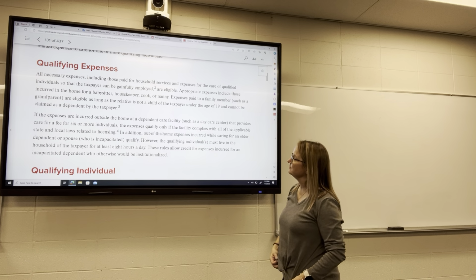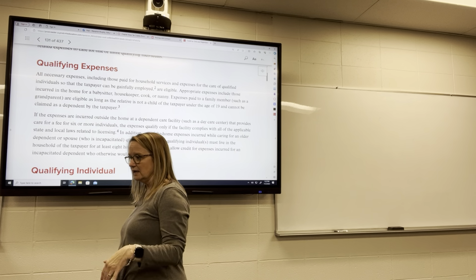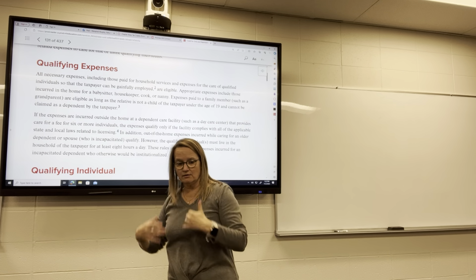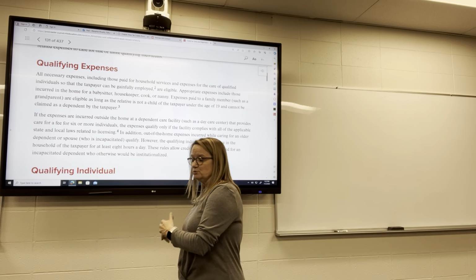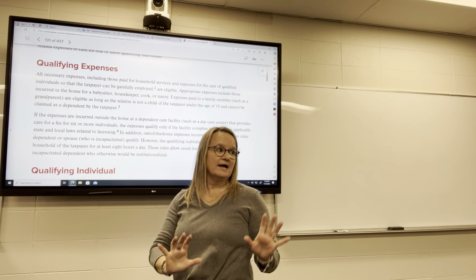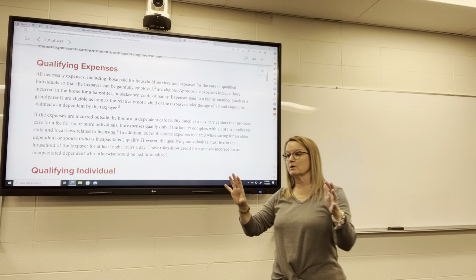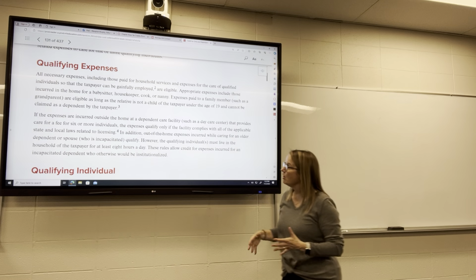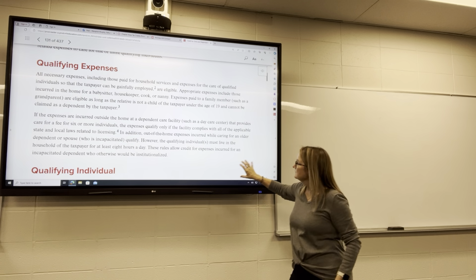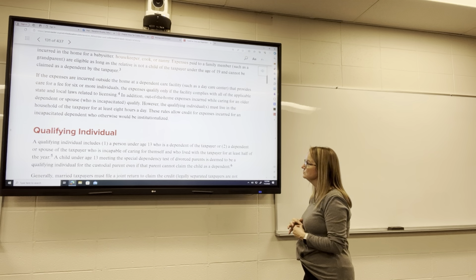Also, out-of-home expenses incurred while caring for an older dependent or spouse who is incapacitated would qualify as well. So if your spouse has been injured or something and is unable to care for themselves, or you've got a grandparent who is your dependent and they've got Alzheimer's or some sort of disease where they're not able to care for themselves, and you have to hire somebody to come in and provide, and this is separate from medical care, but provide assistance to them or just to be there so that they don't wander off or hurt themselves, then that would qualify, as long as they live in the household of the taxpayer for at least 8 hours a day, incapacitated dependent who would otherwise be institutionalized. So the only other option is to institutionalize them.